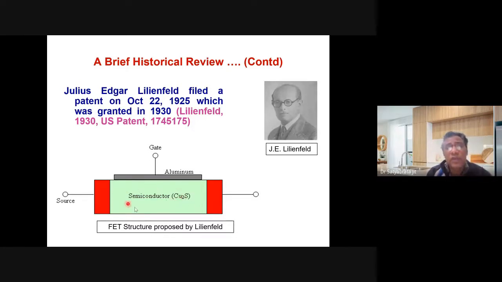So it was cuprous sulfide. We use two electrodes here and there, right? And it is a semiconductor, and another electrode. What he predicted was that the current between the source and drain, these two terminals, can be controlled by applying a potential at the gate voltage terminal.